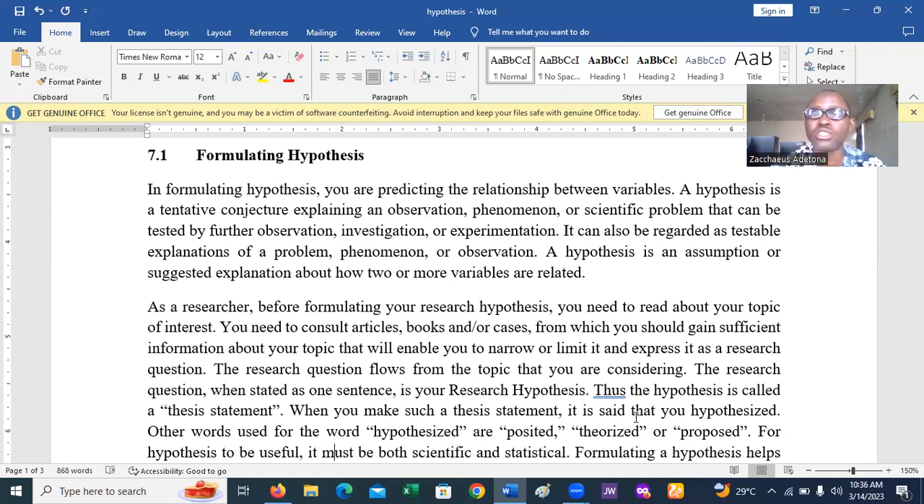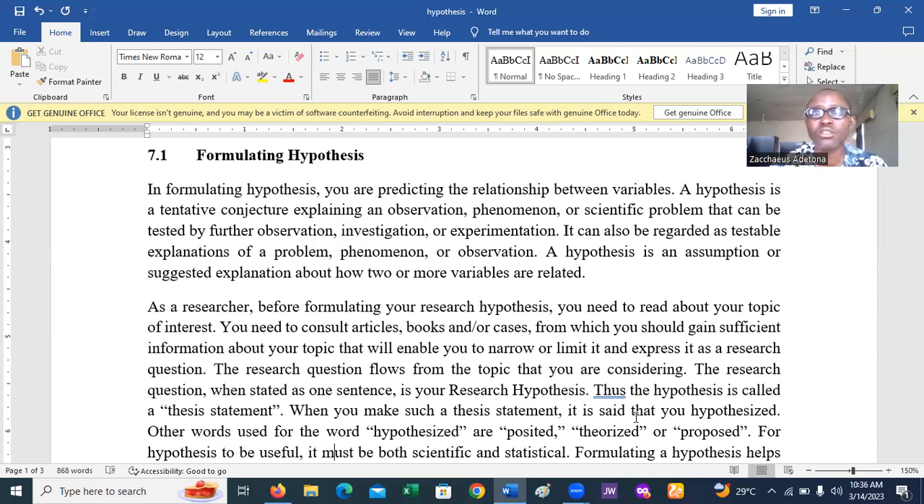When you do this, you will be able to gain sufficient information about your topic, and that will enable you to narrow your topic to a particular limit, and that is what we are going to express in your research question. Your research question must reflect your limits, your scope, where you are actually looking into in the research.